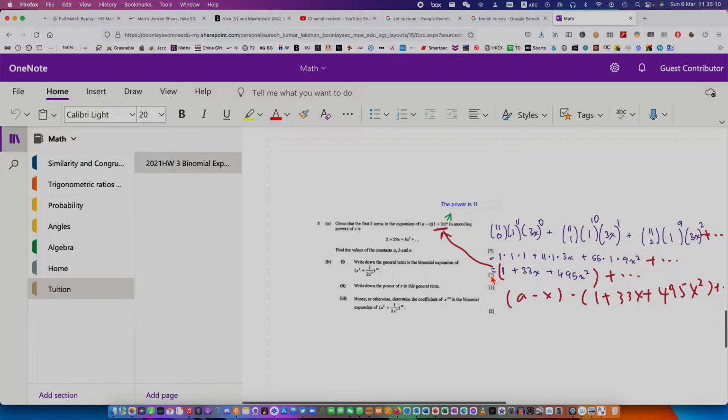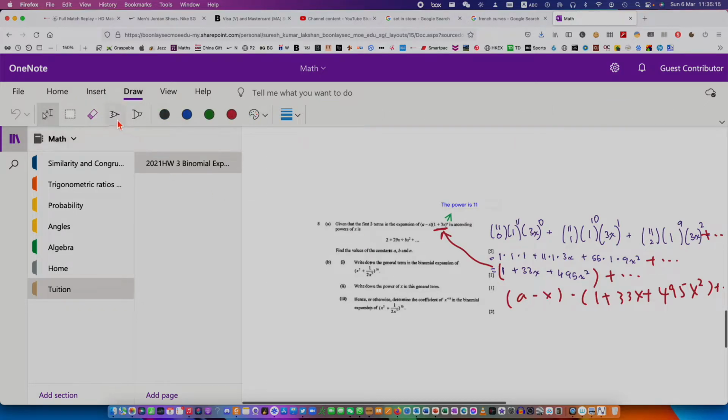So you are supposed to, okay, you stop first. What you do is you should show this: your a will times these 3 terms, and then your minus x will times the 3 terms as well. That means you will end up with 6 terms. Okay, so it's still not reflected here.